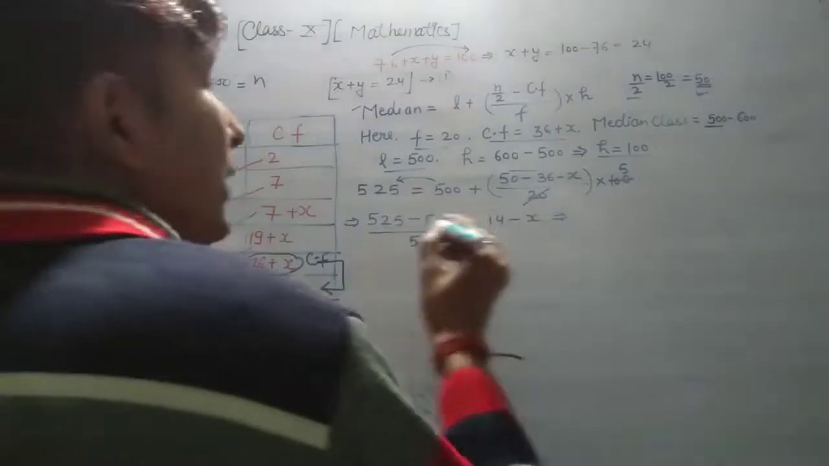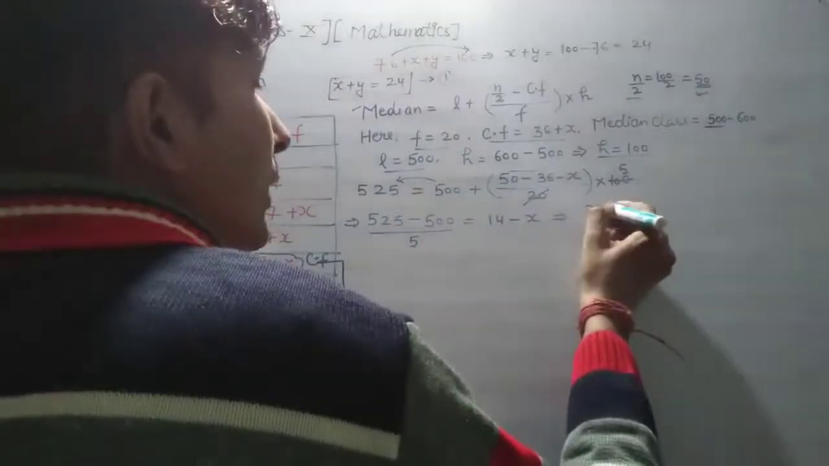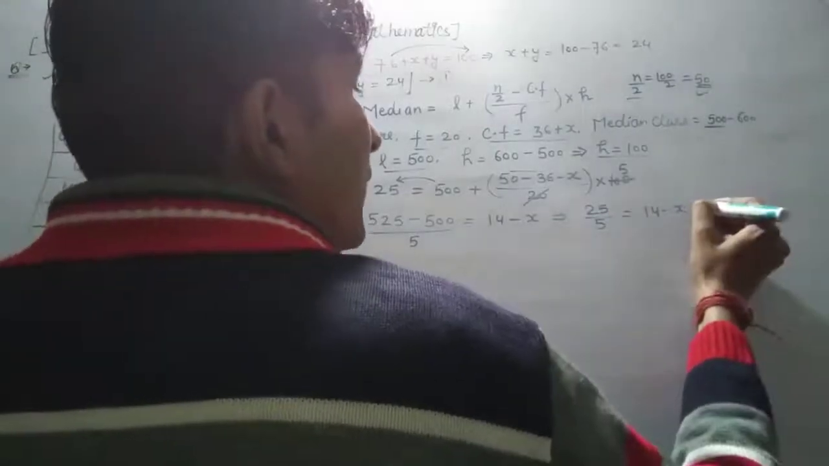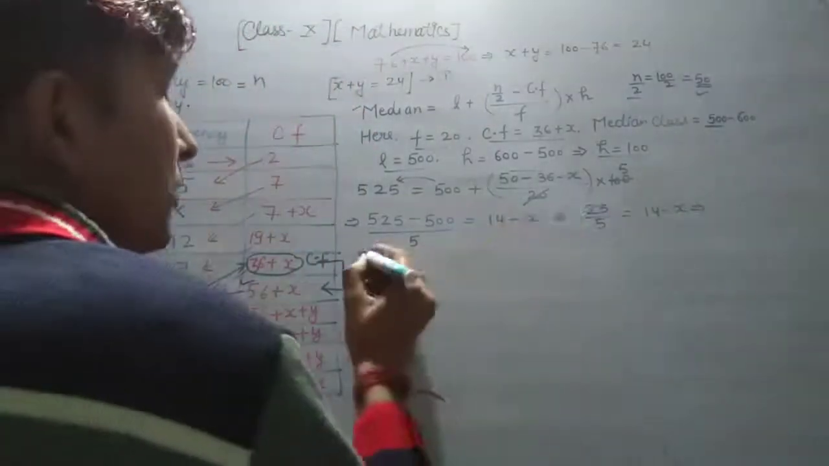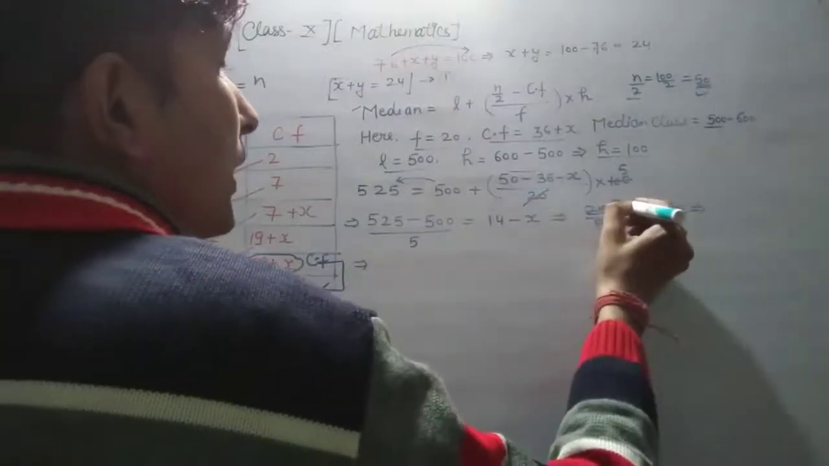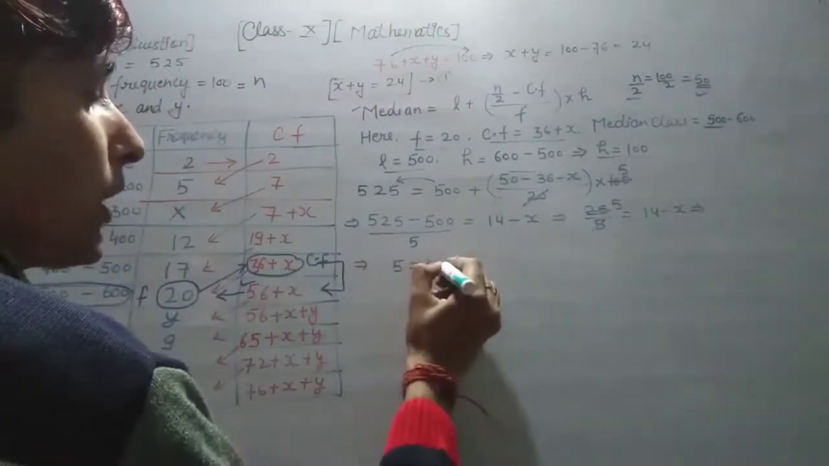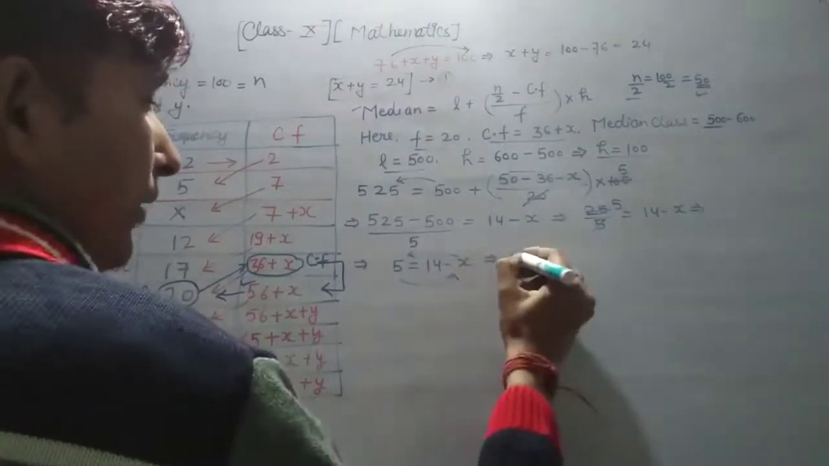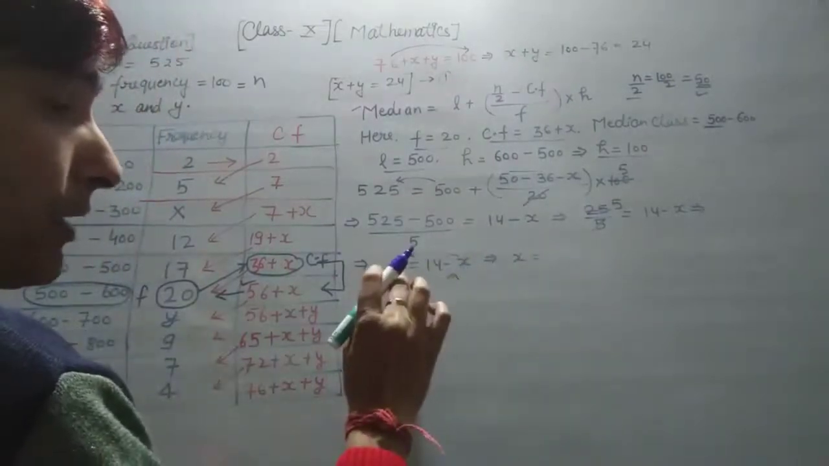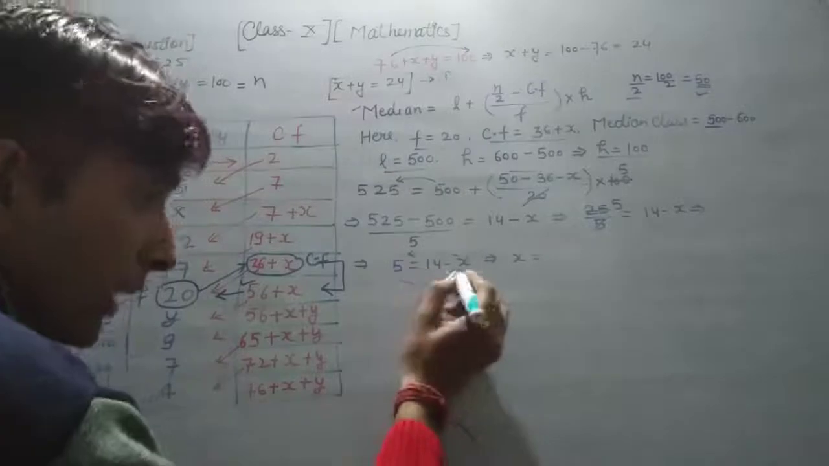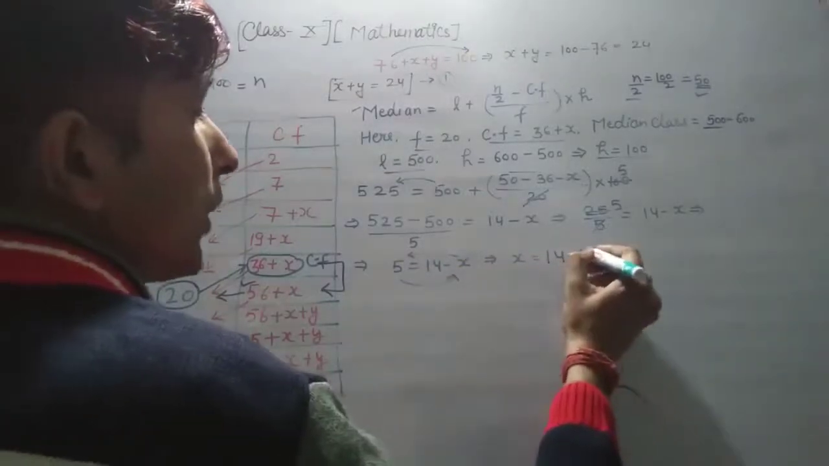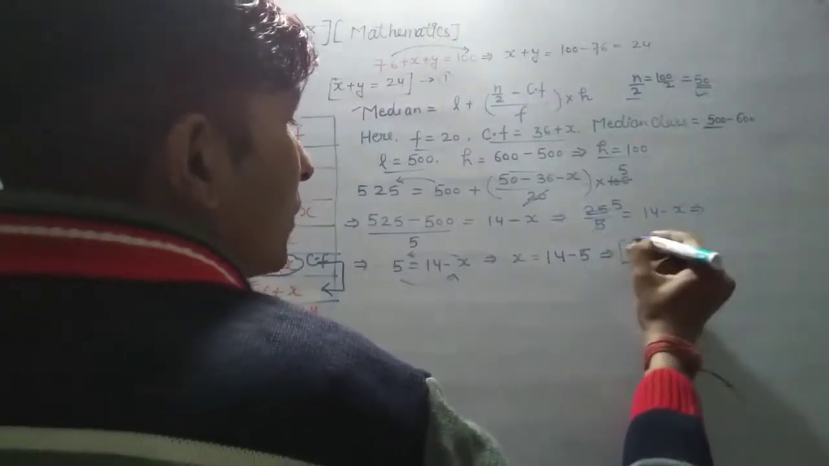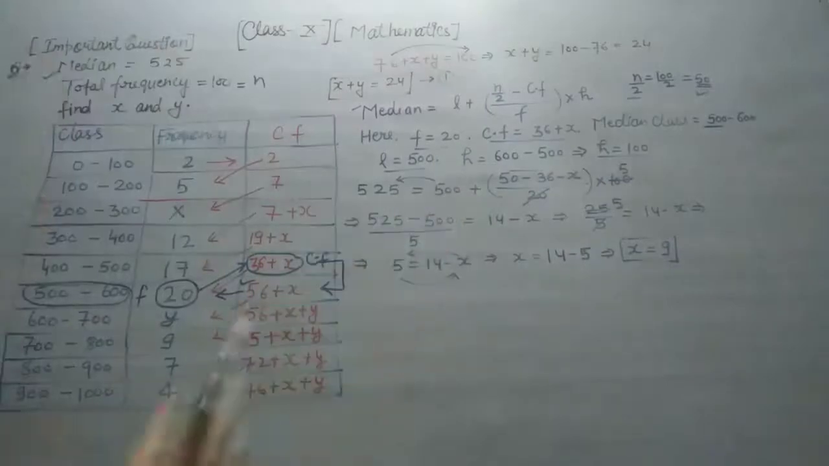So now you have to put the value and subtract these things, so this value is 25 upon 5 equal to 14 minus x, and then you get the value. 5 fives are 25, so 5 is equal to 14 minus x. This value is going there and this value is going there, and then x is equal to this value going there, so that is converted into plus, and this value is plus going there, so that is converted into minus, so 14 minus 5, and then x is equal to 9. Okay, so this is the value of x. x is equal to 9.